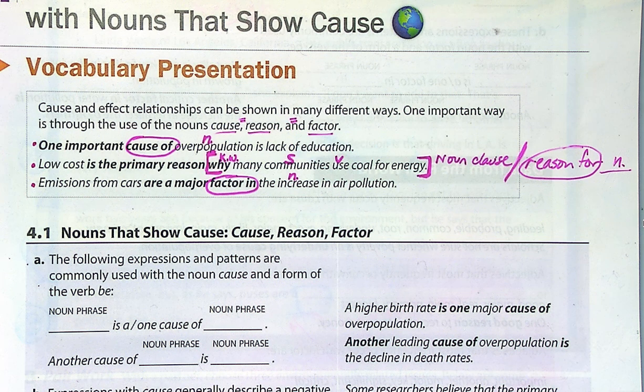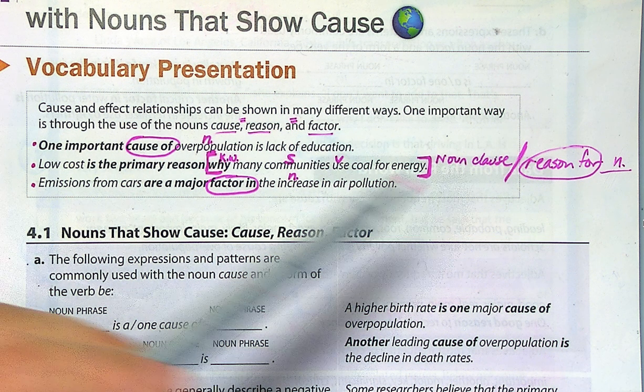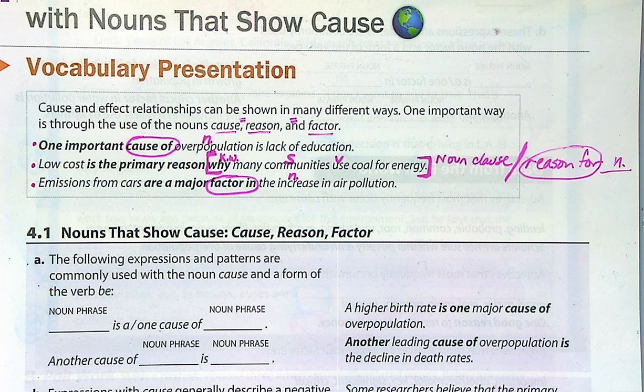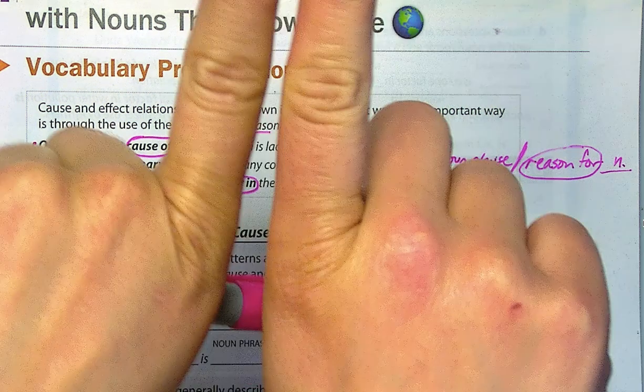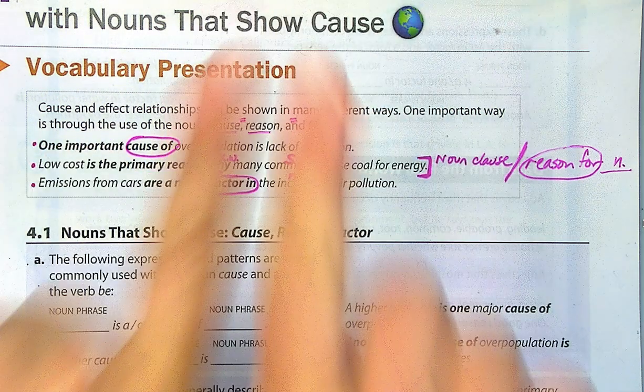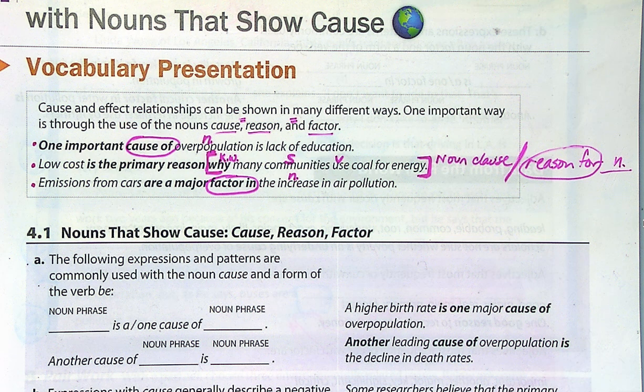Reason for. So if we look at all of our circles, these are our collocations, those best friend words that we talk about. They like to go together, best friend words. Cause of, reason for, factor in. Cause of, reason for, factor in. Okay, that's part of the vocabulary here.